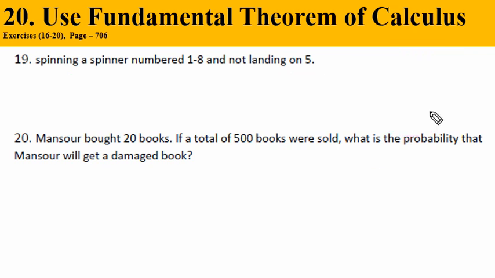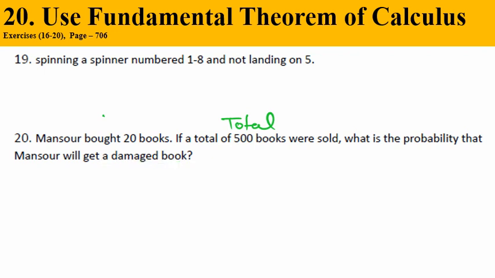Now last question. Mansoor bought 20 books, okay? If a total of 500 books were sold, so total outcome is 500. Mansoor bought 20 books. What is the probability that Mansoor will get a damaged book? Now in this one I will do it a little opposite, okay? So just stay with me.